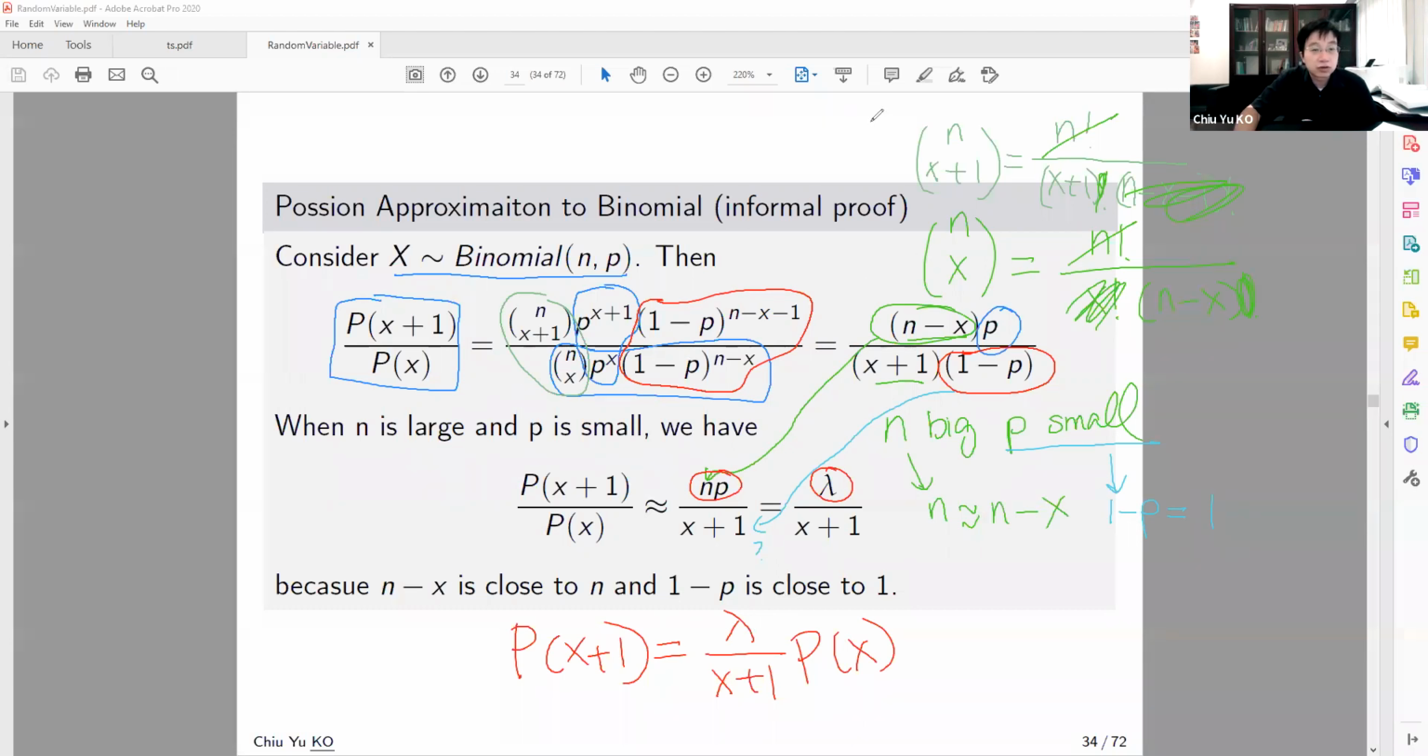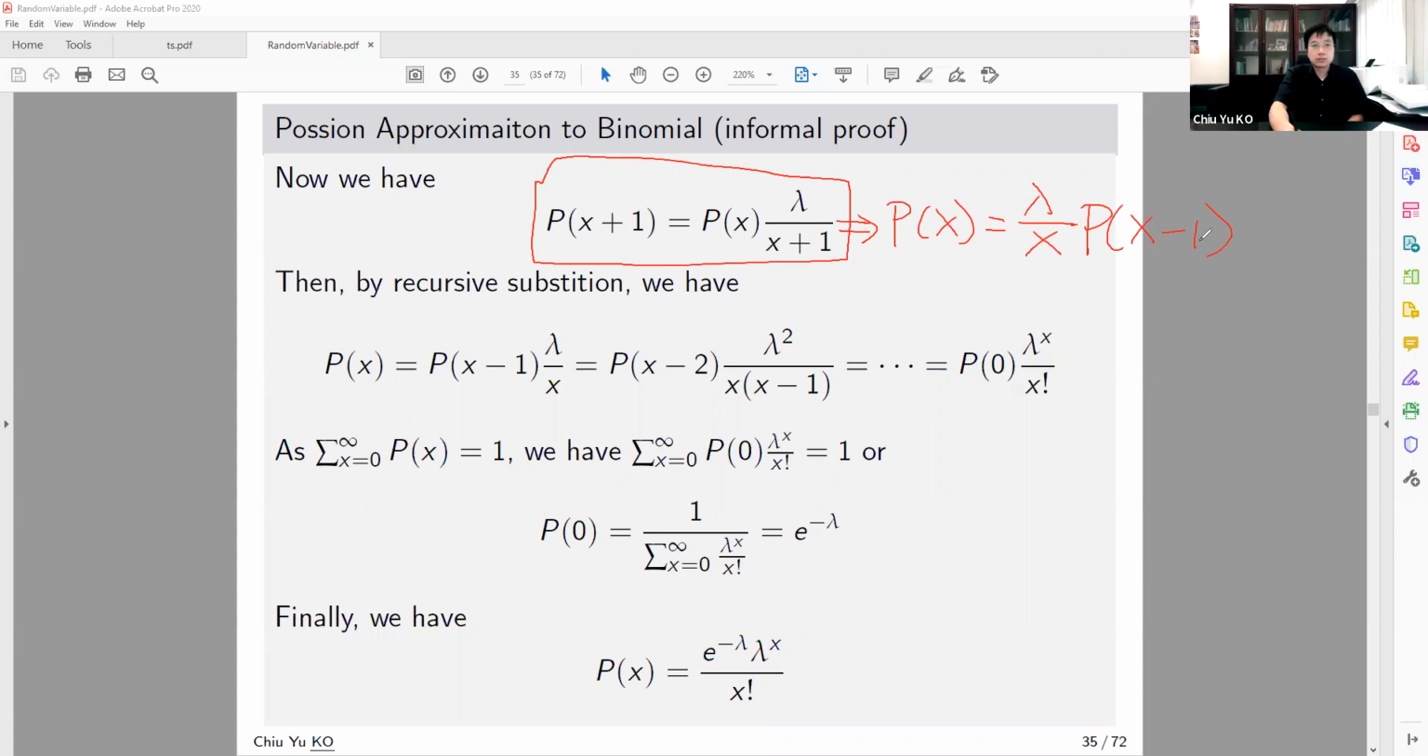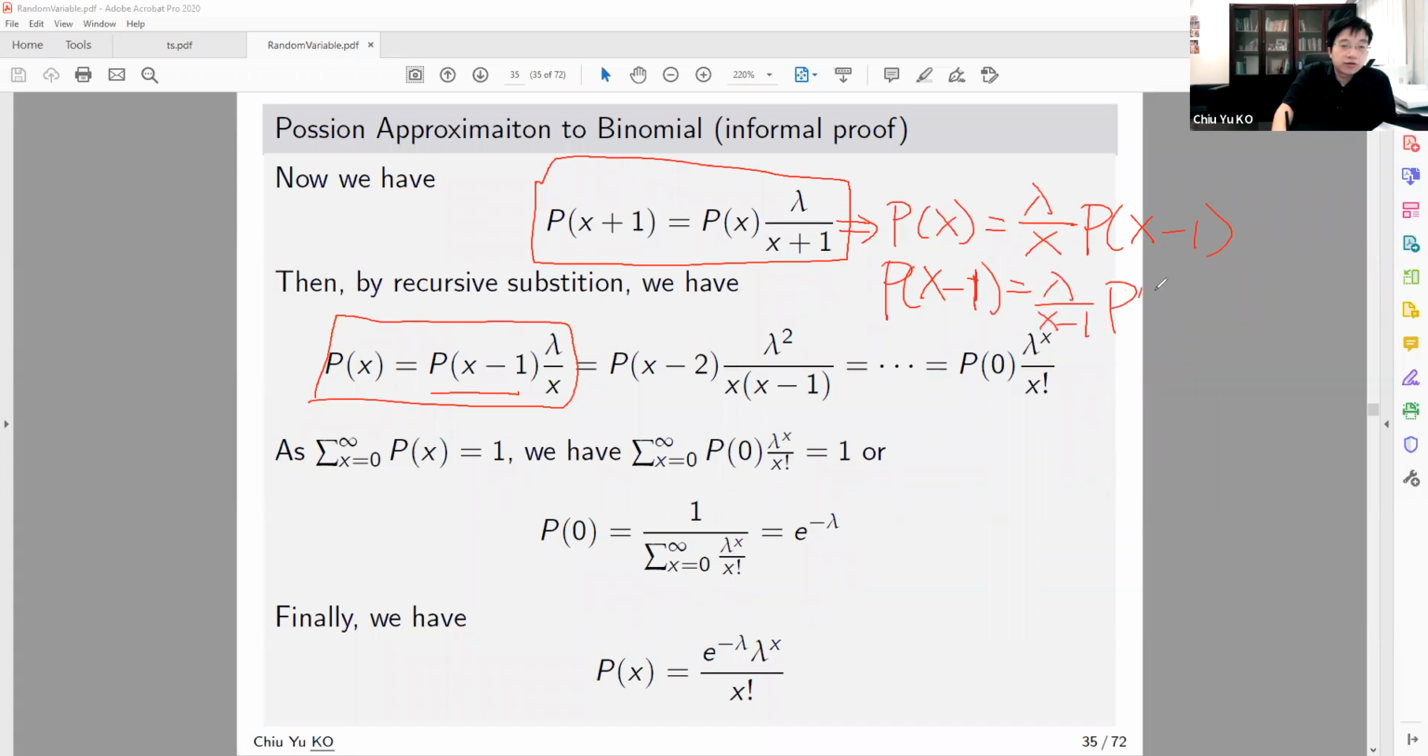Under this, we will show you why the Poisson formula looks like that. Very quickly, written in a better formula, p of x is lambda over x times p of x minus 1. Again, you can rewrite this: p of x minus 1 is lambda over x minus 1 times p of x minus 2, so that's why you get lambda squared over x times x minus 1. You could repeat and repeat until you get to p of 0, which gives you lambda to the x, because we repeat 1, 2, up to x times. And this is x factorial.